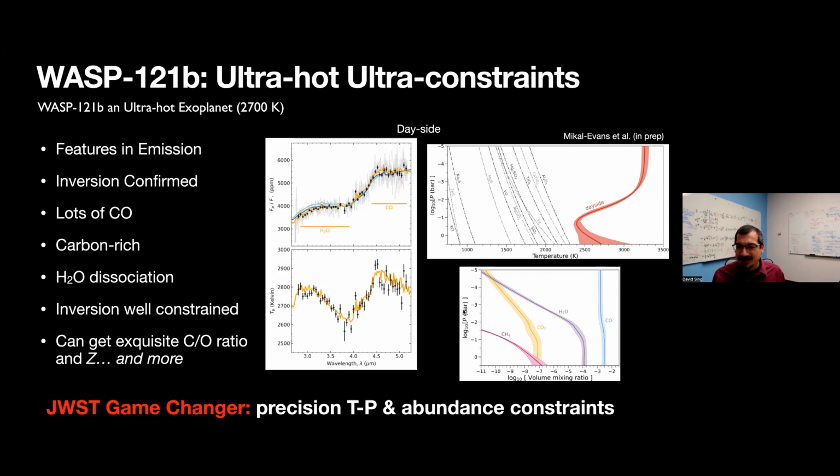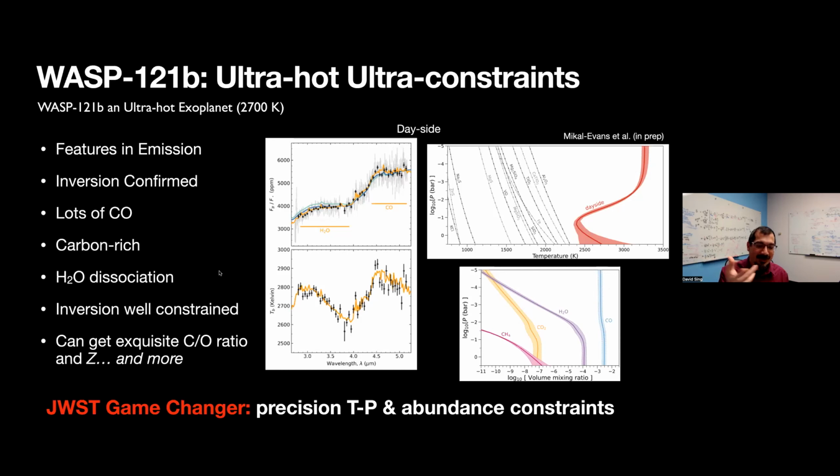So here is showing the abundance constraints we get. It's just so hot, and the inversion is so strong that water starts to break up when you're getting at temperatures of 3,000 Kelvin or so. So here's the dissociation. We're going to be able to study that in detail. Carbon dioxide doesn't really care. It's such a strong molecule. It can hold together. So the inversion is going to be very well constrained.